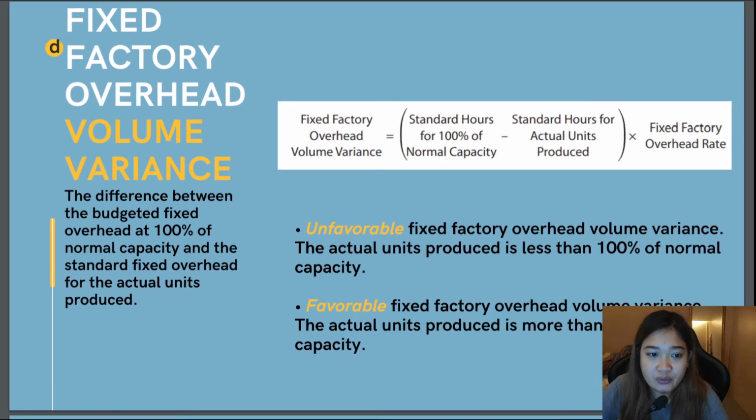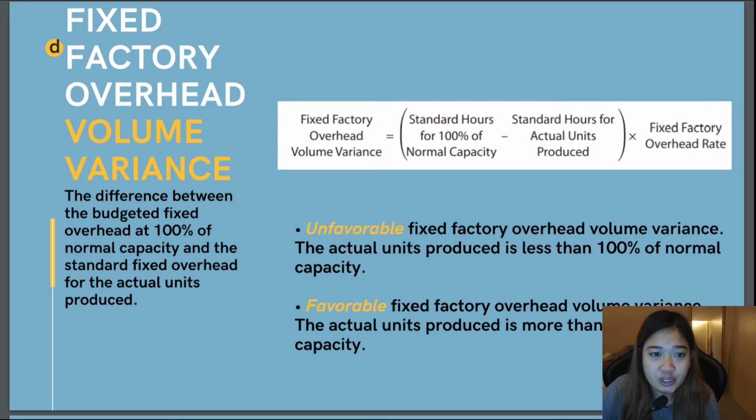So the fixed factory overhead volume variance is computed as standard hours for 100% of normal capacity minus standard hours for actual units produced times the fixed factory overhead rate. The volume variance measures the use of fixed overhead resources.